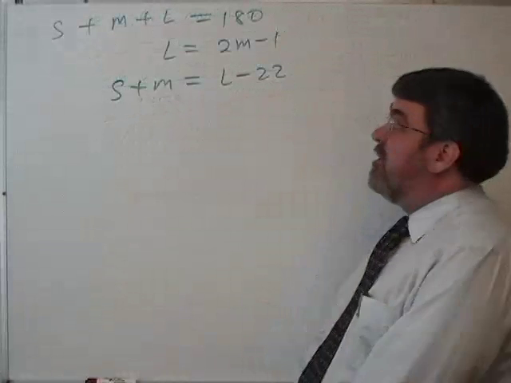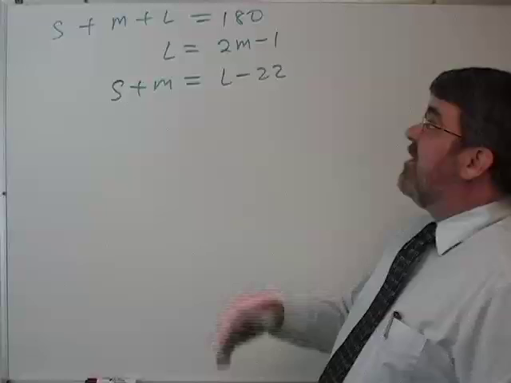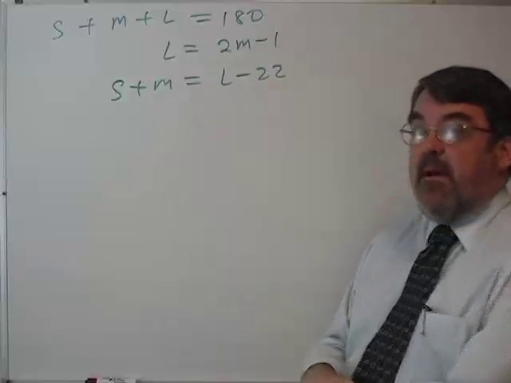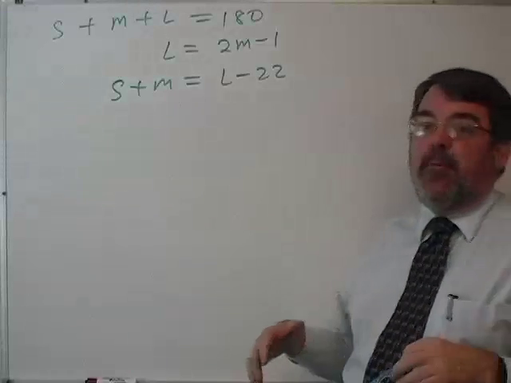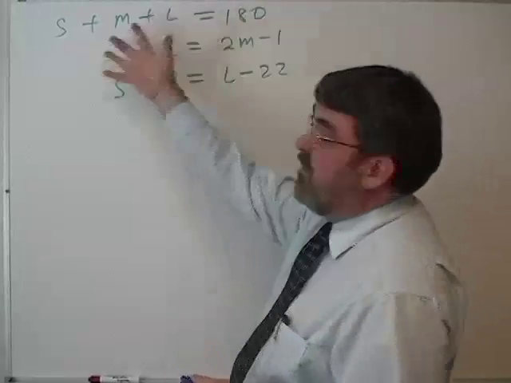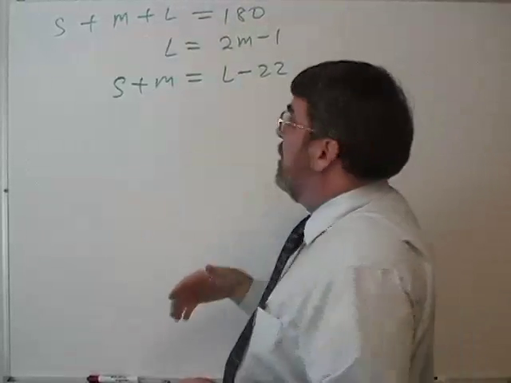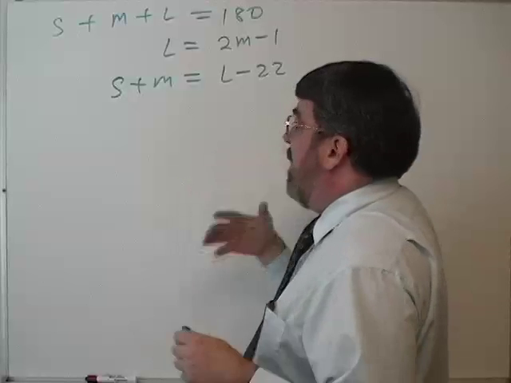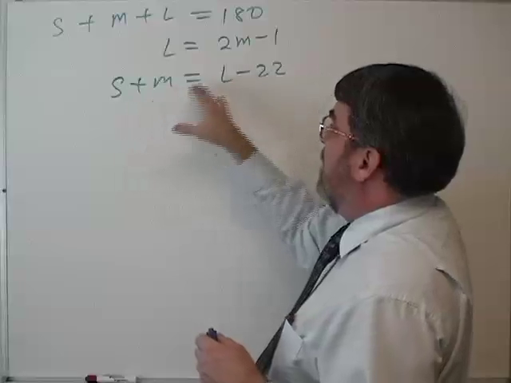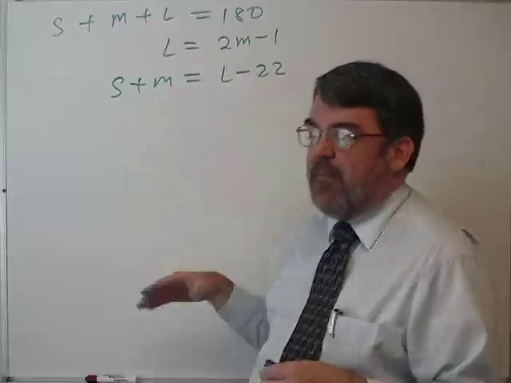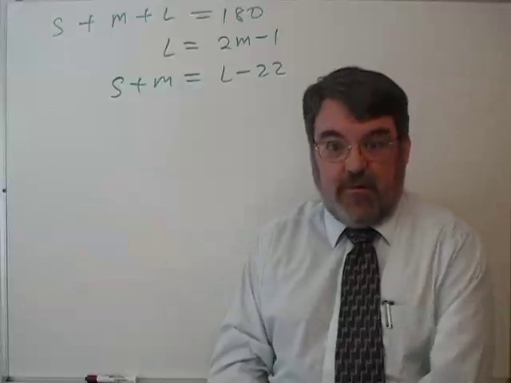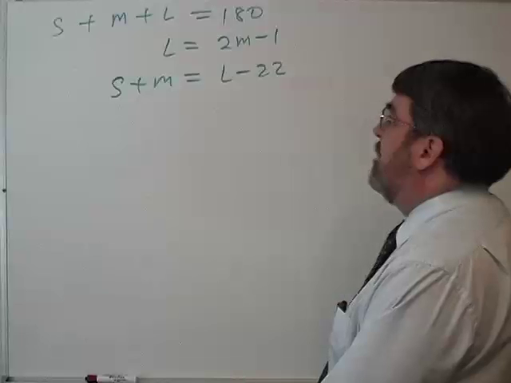So let's think through this. S plus m plus L equals 180, L equals 2m minus 1, and S plus m equals L minus 22. Now it would be perfectly acceptable to rearrange this equation so that all your letters are on the left side, as long as you do this properly. For example, you would subtract L from both sides, and this would be S plus m minus L equals negative 22. You could do that and then solve it by the way you have seen the others solved or have been doing the other ones.